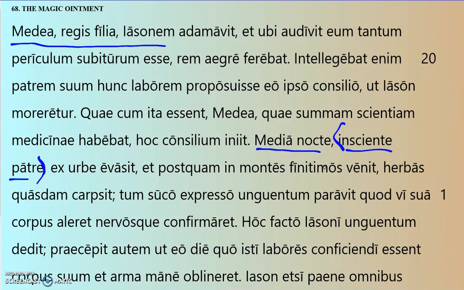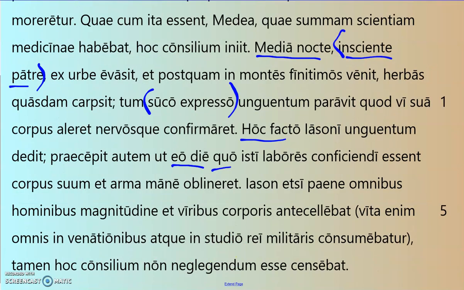Another ablative absolute: after the juice was extracted, right? Another ablative absolute: after this had been done. Ablative of time when, on the day on which these things were to be done. On that day. When? On that day. Which day? On that day when, or on which, that stuff was done.